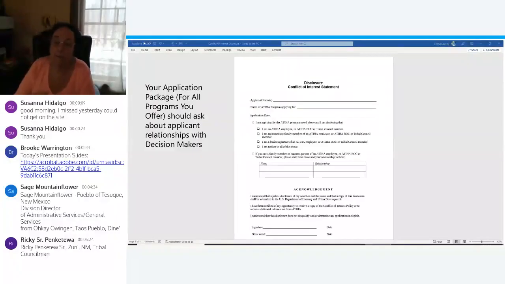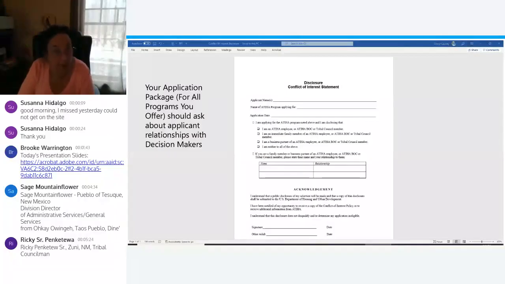If you are a family member or a business partner to a housing employee or a board of commissioners or tribal council, please state the name and your relationship to them. And then you have an acknowledgement. I understand that a public disclosure of my selection will be made. A copy of this disclosure will be submitted to the Department of Housing and Urban Development. I've been notified of my opportunity to receive a copy of the conflict of interest policy.